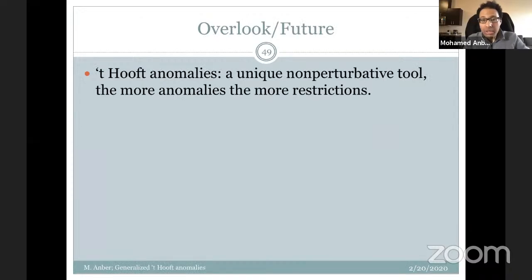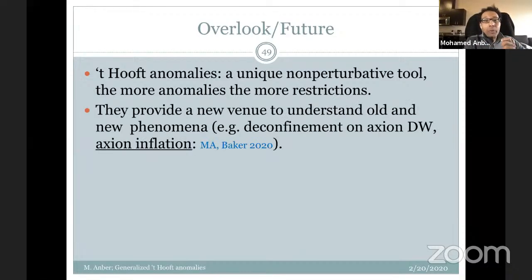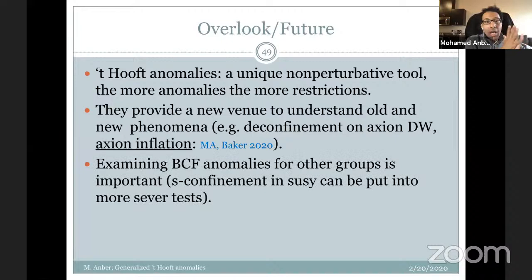So let me now, just to come to a conclusion and outlook: 't Hooft anomalies give us a unique non-perturbative tool. And as I mentioned, the more anomalies we have, the more restrictions on our theory. They provide a new venue to understand all the new phenomena. For example, the deconfinement on axion domain wall. Actually, they can also be used to understand the phenomenology of axion inflation.